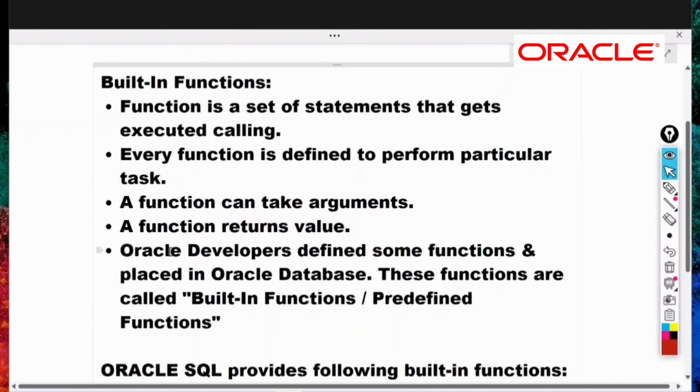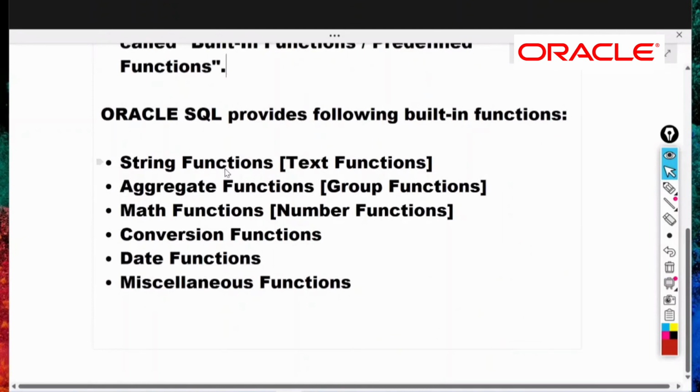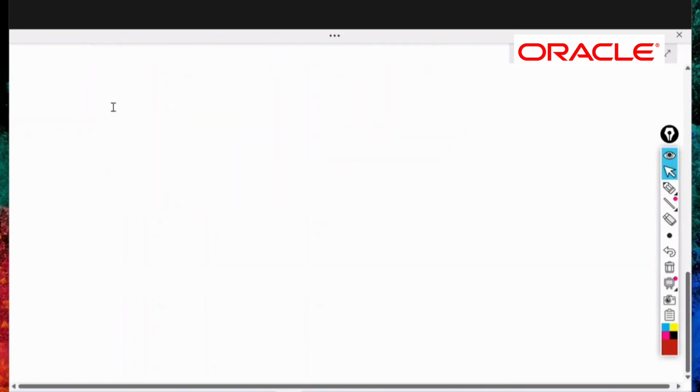Okay. And Oracle developers have already defined them. That's why we call them built-in functions or predefined functions. So we can categorize these functions as string functions, aggregate functions, math functions, conversion functions, date functions, and miscellaneous functions. What is the first category here? String functions. So let's see string functions now.